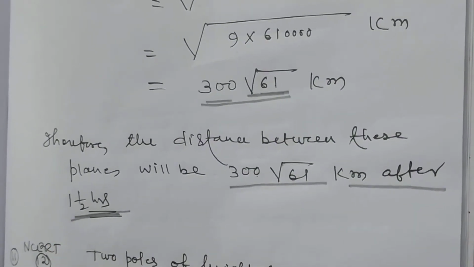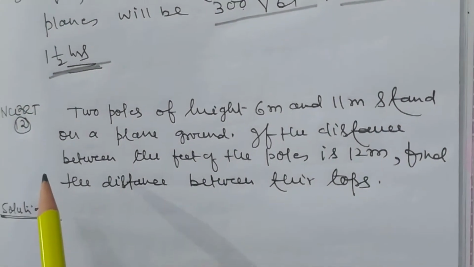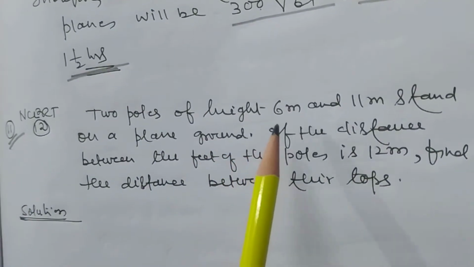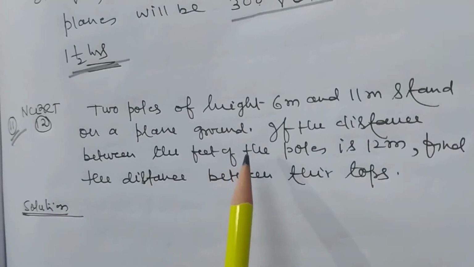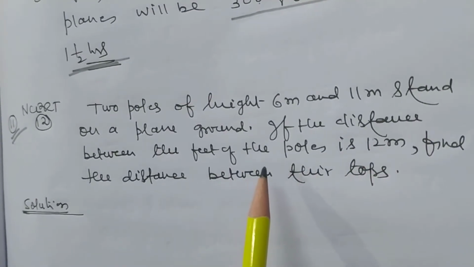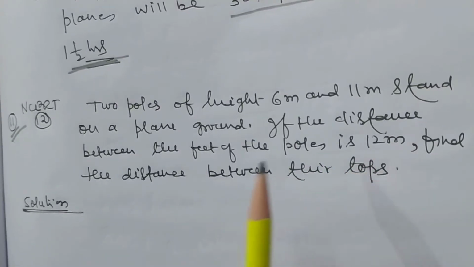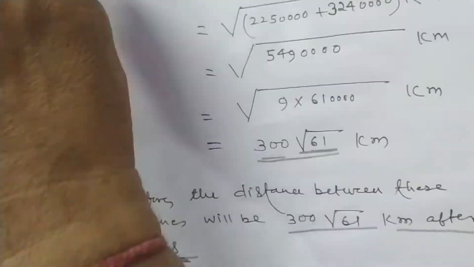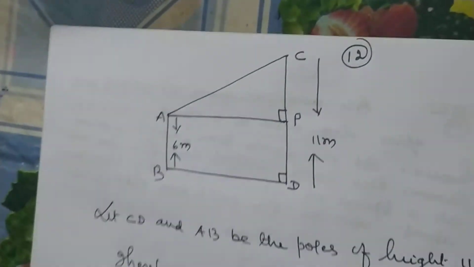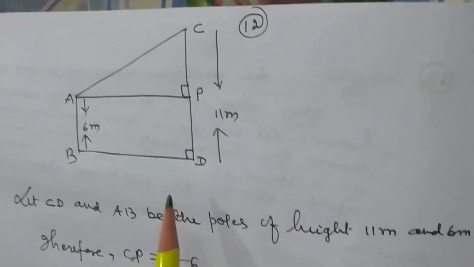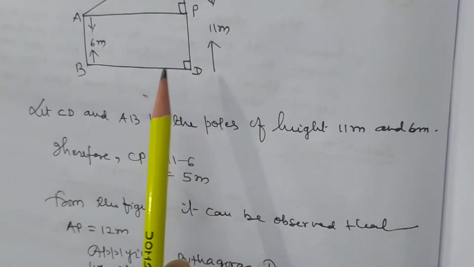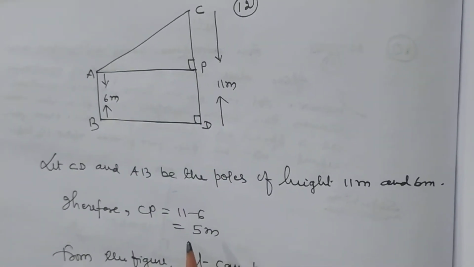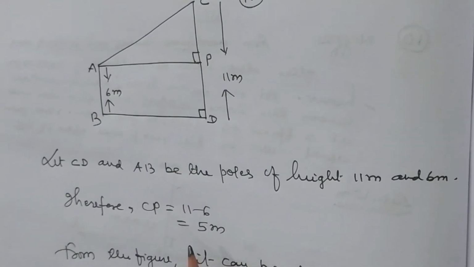My dear student, I want to solve the next problem. This is problem number 12 of NCERT and problem number 11 of study material. Two poles of height 6 meter and 11 meter stand on a plain ground. If the distance between the feet of the poles is 12 meter, find the distance between their tops. Now see the figure. Here AB and CD are two poles, and the heights of the poles are 6 meter and 11 meter.